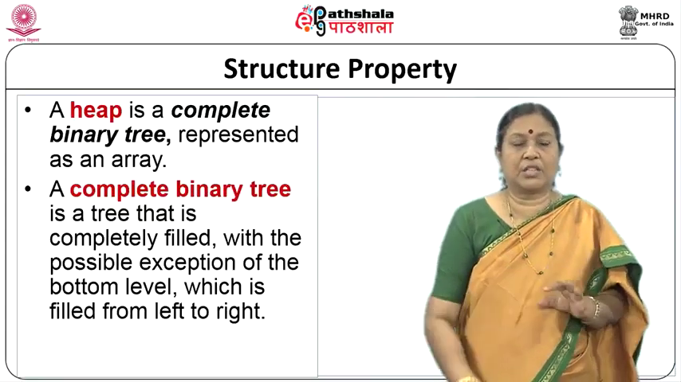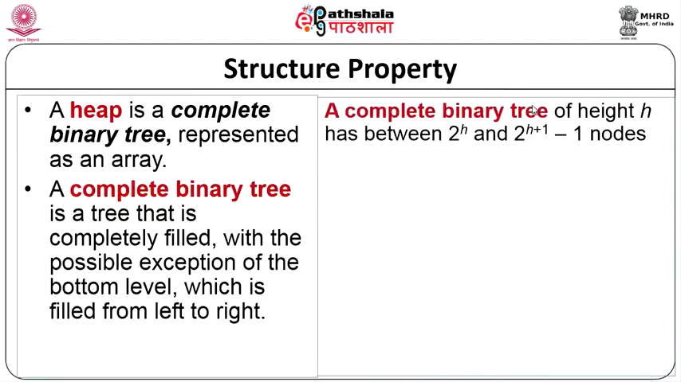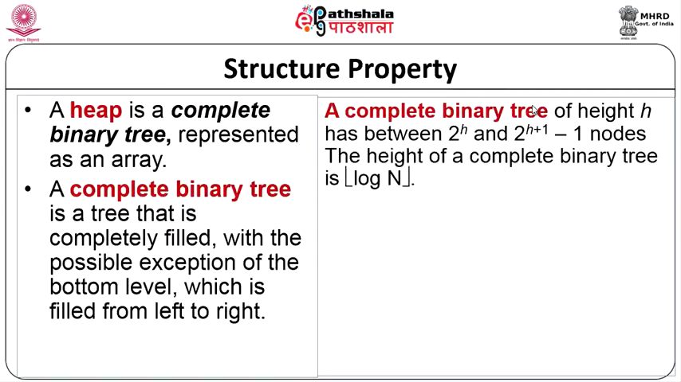So, this is called the structure property. What does this mean? A complete binary tree of height h has between 2^h and 2^(h+1) minus 1 nodes. Again, these details we will be discussing later when we talk about trees without the condition of heap. And the height of a complete binary tree is of the order of log n.